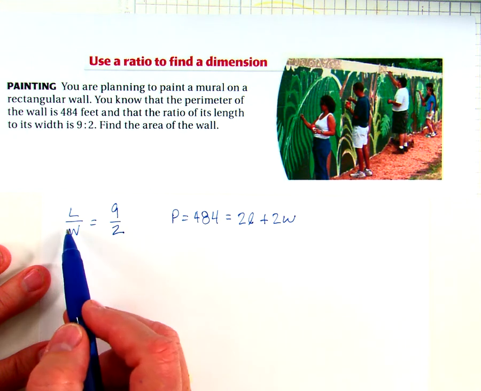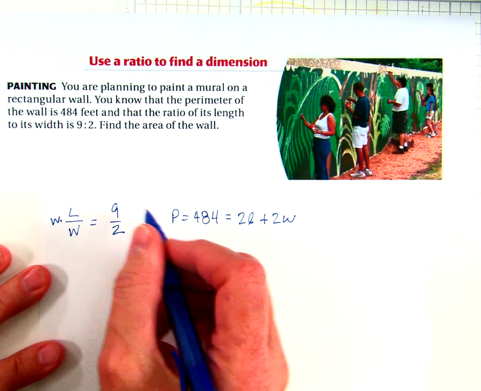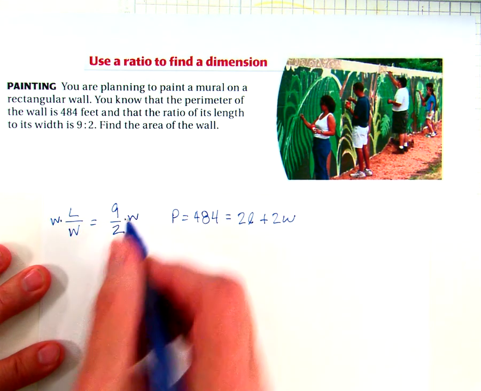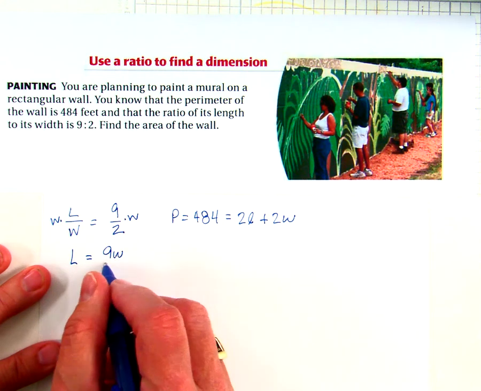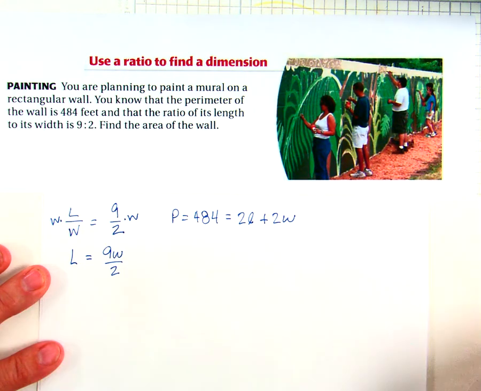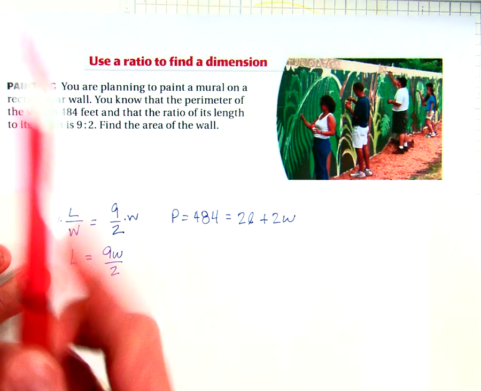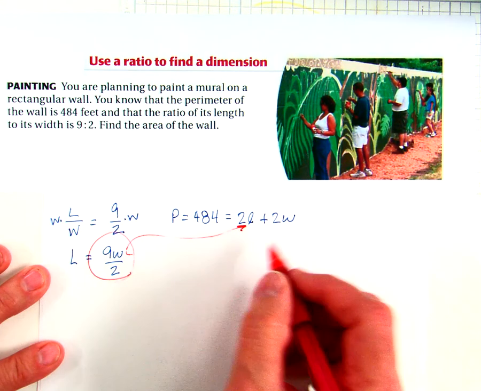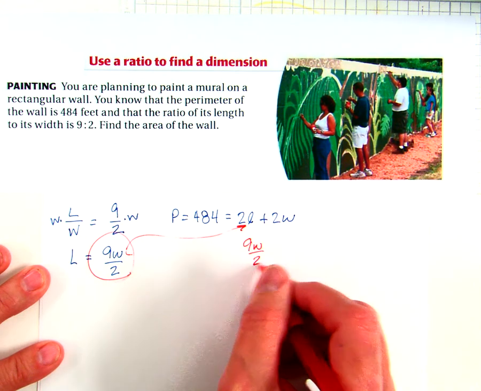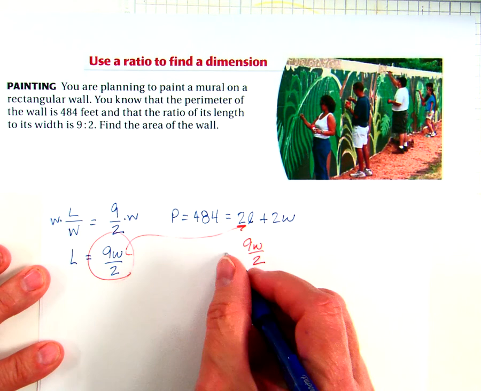Come over here to isolate one of the variables. It looks like W can go, that I'll isolate the L. That'll give me length equals 9W over 2. Now that length is isolated, L is isolated, I can plug it in and put everything else around it.